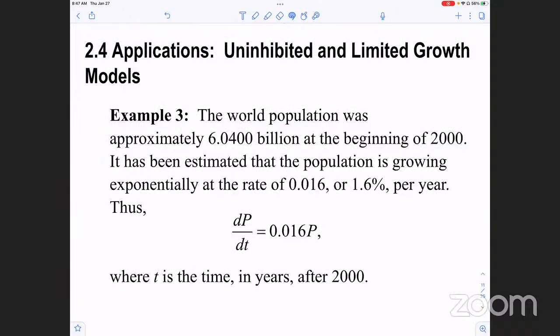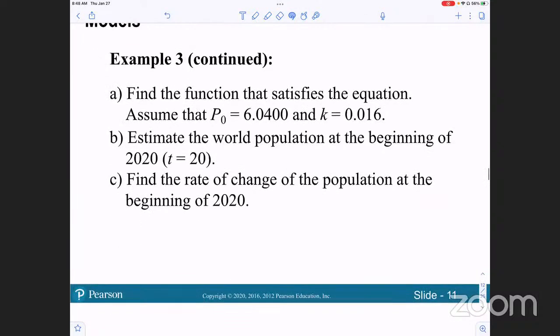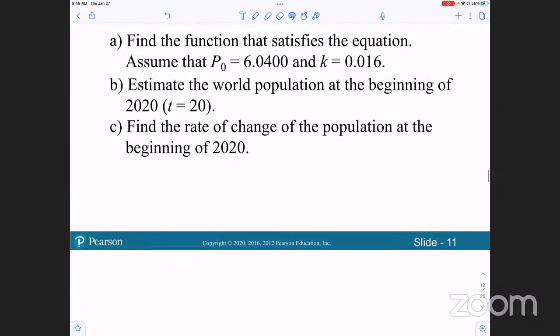All right. So then in this example, it says the world population was approximately 6.04 billion at the beginning of 2000. It's been estimated the population is growing exponentially at a rate of 0.016 or 1.6% per year. Thus, dP/dt equals 0.016P, where t is the time in years after the year 2000. So we're asked to find the function that satisfies the equation. Assume that P naught is this and k is this, okay? Estimate the world population at the beginning of the year 2020.